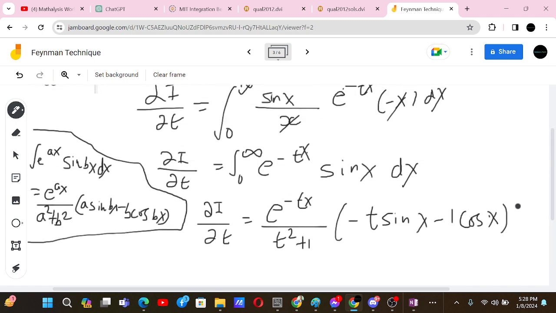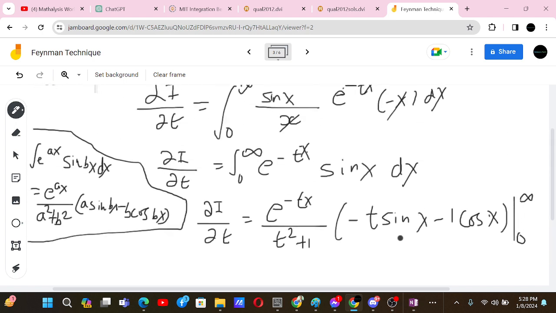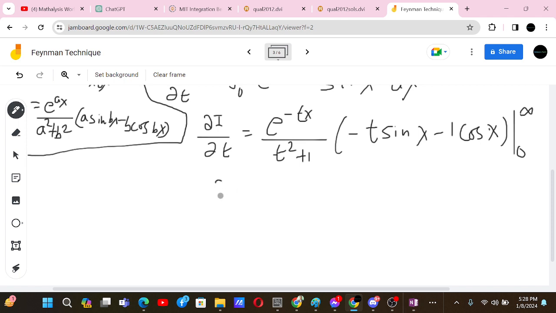And now evaluate from 0 to infinity. At infinity, e to the power minus infinity will dominate all of these, and that's why it will go to 0. Minus, at 0 this will be 1, since e to the power 0 is 1, and over here there's t squared minus 1, which is constant. And this also vanishes.